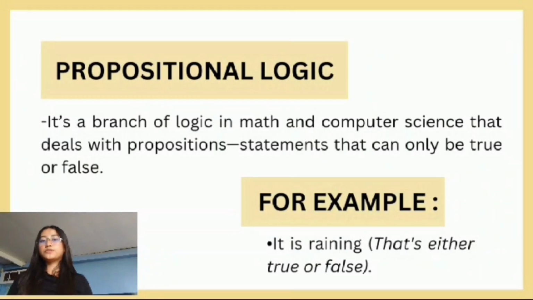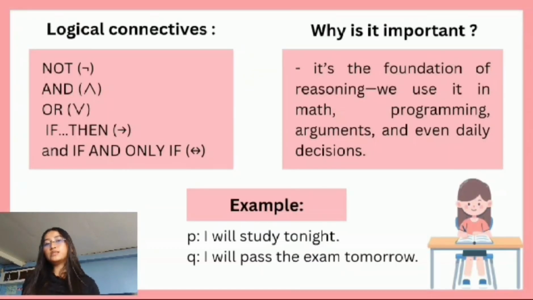Let's learn what propositional logic is. So what is propositional logic? It is a branch of logic in math and computer science that deals with propositions, statements that can only be true or false. For example, "It is raining." That is either true or false. Now, we use logical connectives to combine propositions.